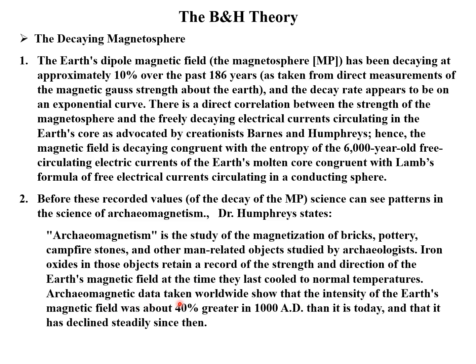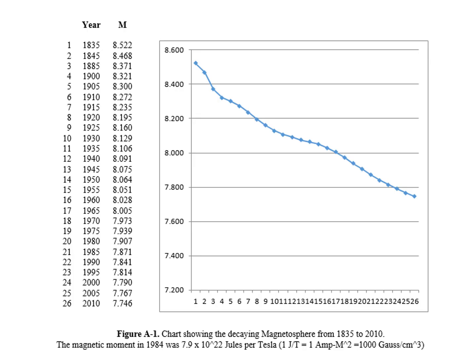Archaeomagnetic data taken worldwide shows that the intensity of the Earth's magnetic field is about 40% greater in 1000 AD than it is today, and that it has declined steadily since then. Okay, so we have two sources here that we can scientifically establish the decay and the decay rate over certain periods of time. Here's what that looks like.